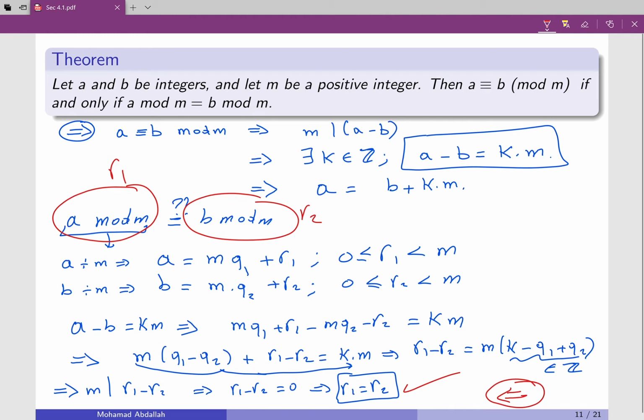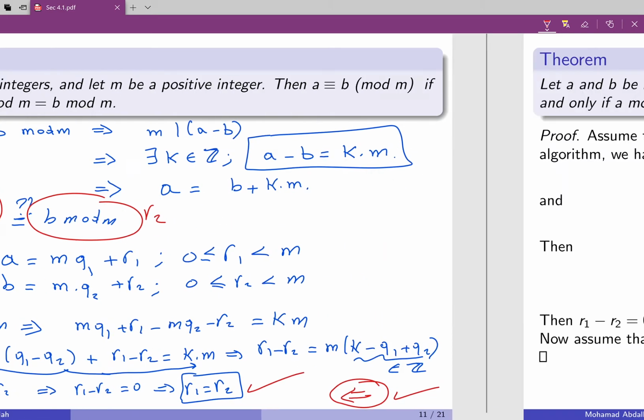So we leave it as an exercise. It's just to start from A mod M equal B mod M. Write what this means. You can follow this proof and go backwards to show that M divides A minus B. So it's easier than this. So you should try it.